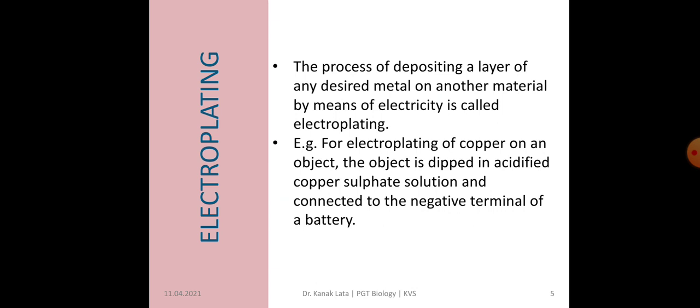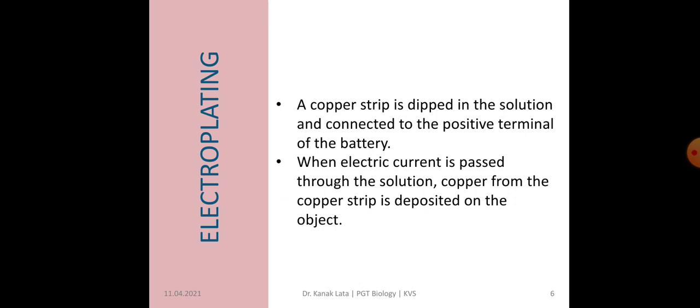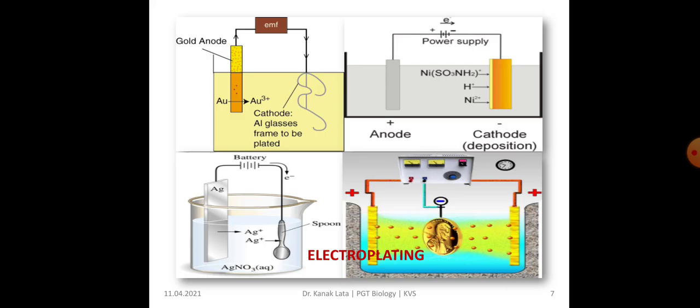For example, for electroplating of copper on an object, the object is dipped in acidified copper sulfate solution and connected to the negative terminal of the battery. Now, a copper strip is dipped in the solution and connected to the positive terminal of the battery. When an electric current is passed through the solution, copper from the copper strip is deposited on the object. Here you can see different electroplating.